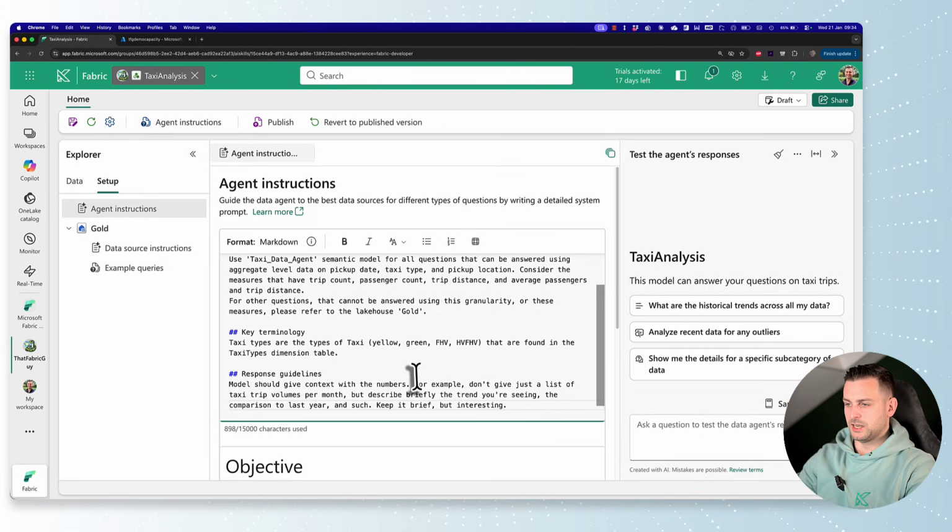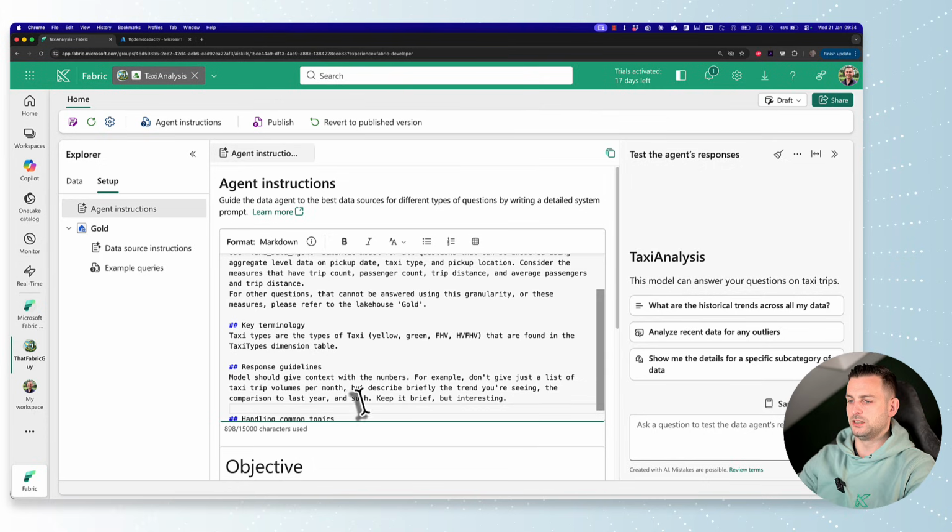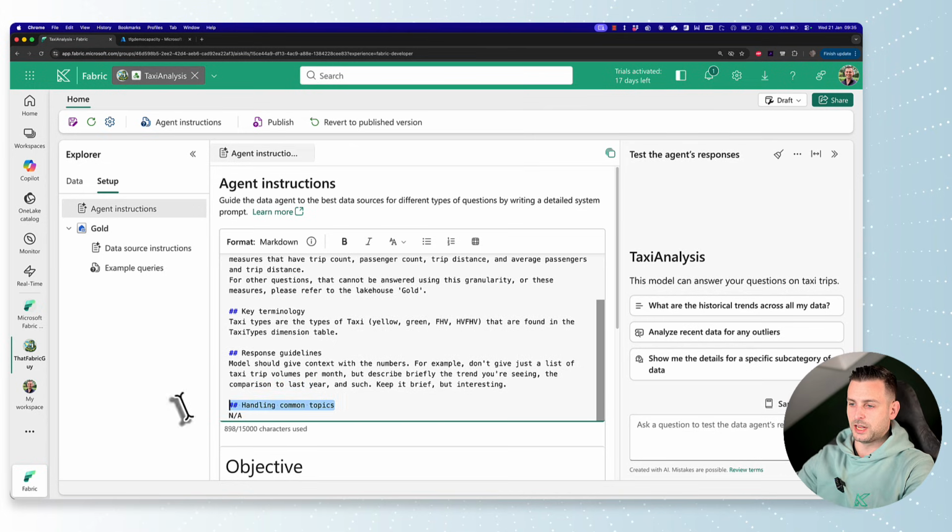Yeah, so I added now to that, for example, don't give just a list of taxi trip volumes, but describe the trends you're seeing, the comparison to last year and such. Be brief but interesting. So what I want the model to do is to give a little bit of context around the list of numbers, because otherwise we could just use a Power BI report and the data agent can do so much more than that. On handling common topics, I've not put in anything for now.